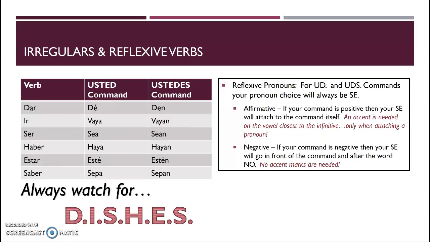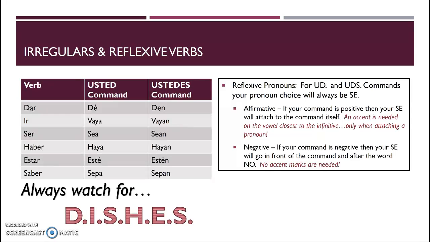Now, let's talk reflexives. I already showed you some examples with despertarse and acostarse of where those pronouns go. Here are the generic rules. All of your pronouns will remain se. Because we're dealing with usted and ustedes, when we look at reflexives, me, te, se, nos, os, se is for the bottom two conjugations, and that's what we're using, usted and ustedes. So the pronoun will always be se.